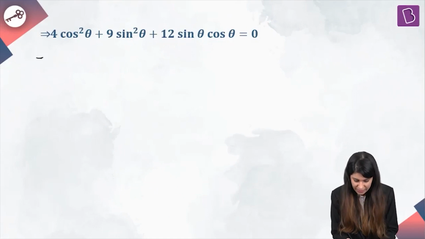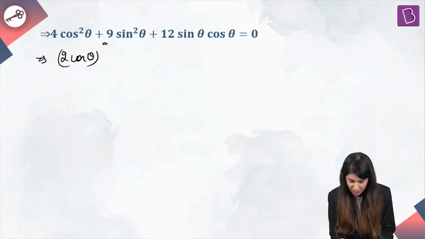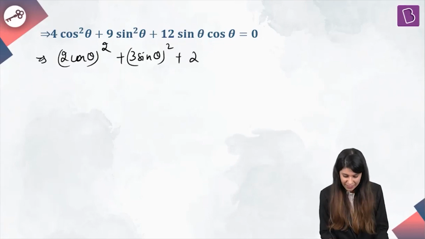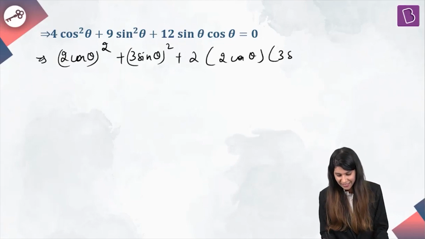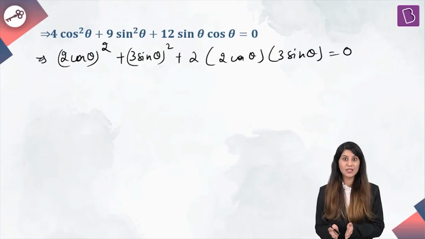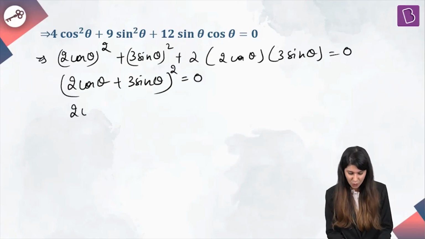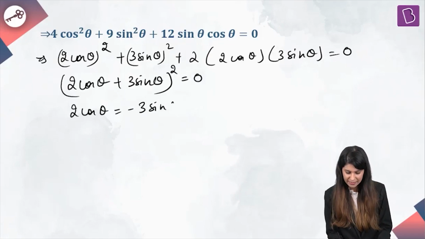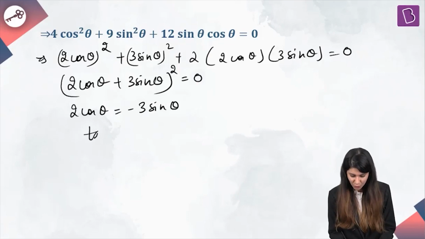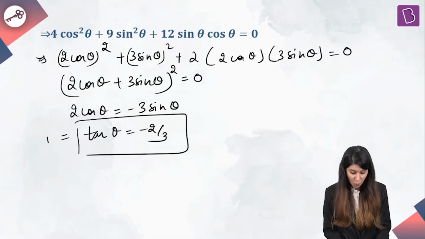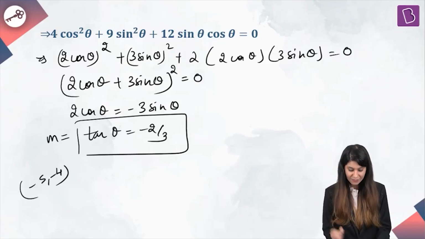So this is 2 cos theta whole square plus 3 sine theta whole square and twice of 2 cos theta, 3 sine theta is equals to 0. This is nothing but a perfect square of 2 cos theta plus 3 sine theta, isn't it? That simply means that 2 cos theta is equals to minus 3 sine theta. If you calculate the value of tan theta, what do you get? Tan theta is minus 2 by 3. This is what we were looking for. Slope of the line is minus 2 by 3 and we already have a point. Point is minus 5, minus 4.